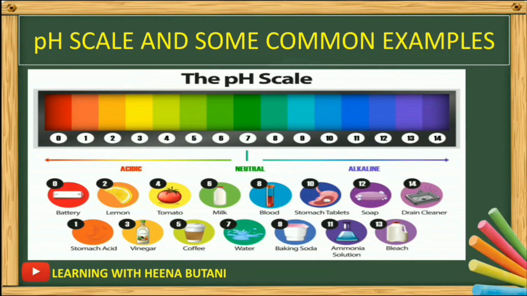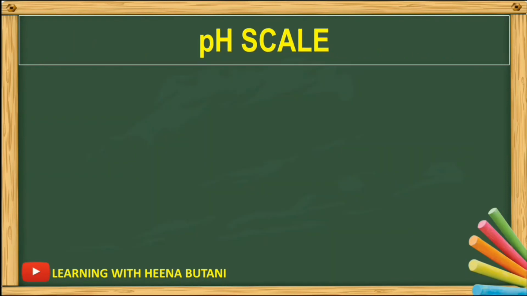Soap, which we use for cleaning purposes or washing clothes, has pH 12. Bleach is also a stronger base with pH 13. And drain cleaners have pH 14 and it indicates that they are strong bases.